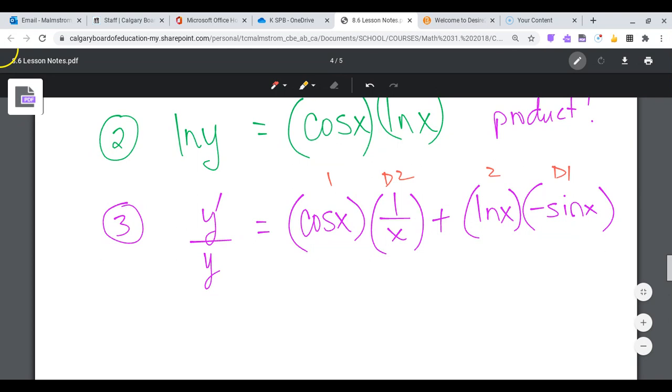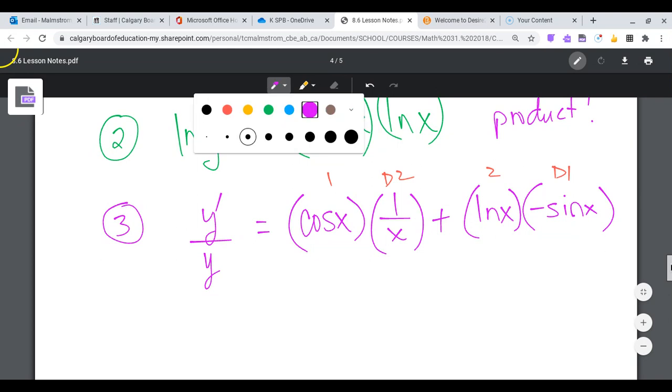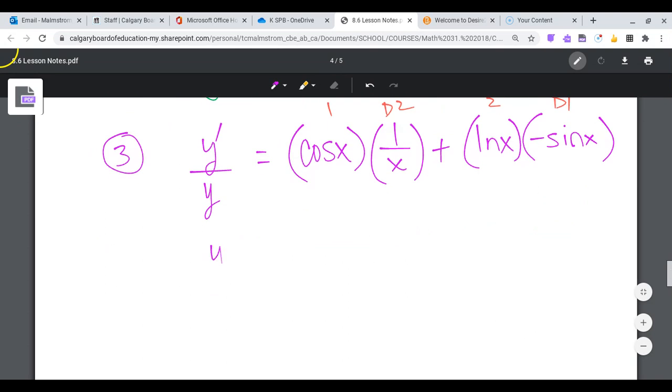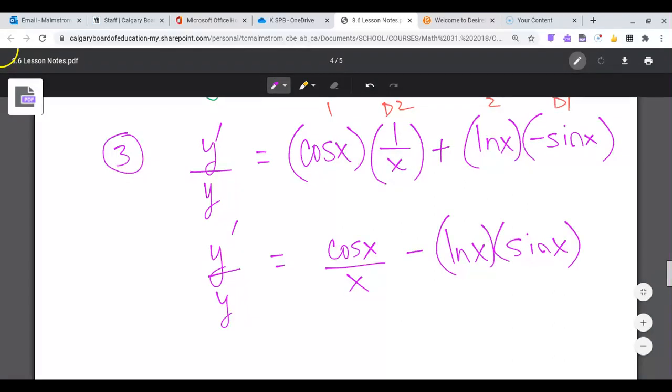And what could we do to tidy any of this up? I'm not feeling there's much of anything. I always say if you can tidy it up before you move on to something else, that's always helpful. Minus sine x ln x minus ln x sine x. I guess I should stick with the ln in the front. I don't think it matters. It doesn't matter. They're a product. Okay. So what's left? Just to multiply that y. That's it.